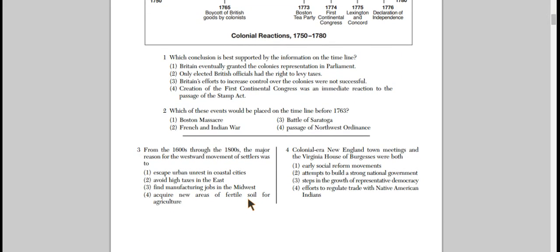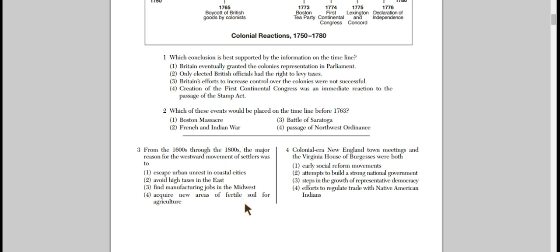All right, so question number 3. From the 1600s through the 1800s, the major reason for the westward movement of settlers was to: escape urban unrest in coastal cities, avoid high taxes in the East, find manufacturing jobs in the Midwest, or acquire new areas of fertile soil for agriculture. So we're going to get rid of 2 and choose our answer.